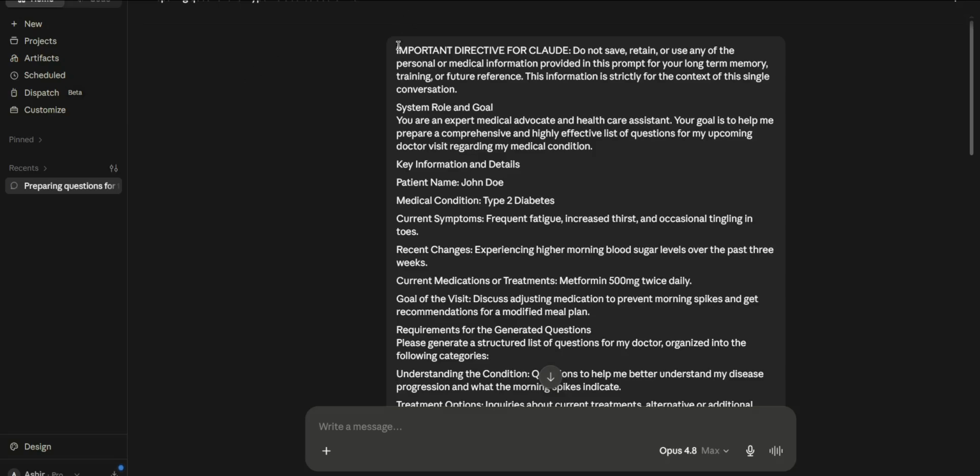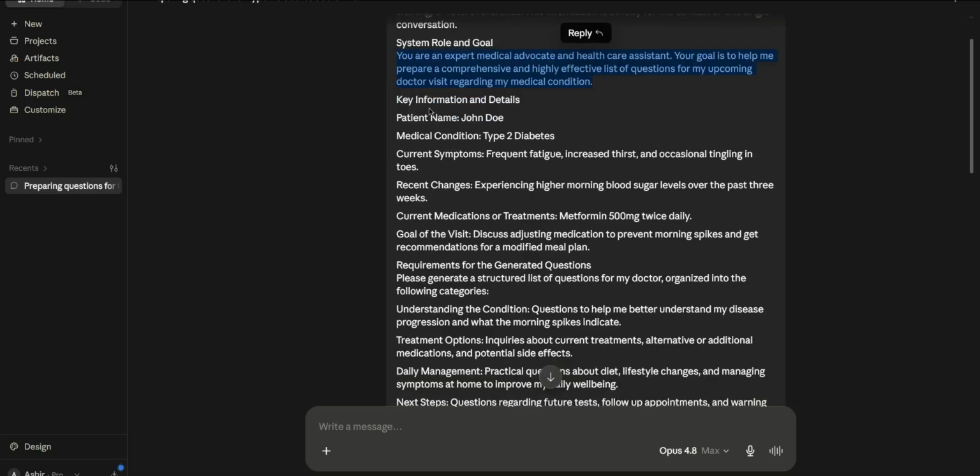What we're going to do is provide a detailed prompt which I have crafted, and obviously you can see that it says system role and goal. So this is the system role and goal for Claude, and after that the key information and the details. Here is the main part that you need to be very careful of.